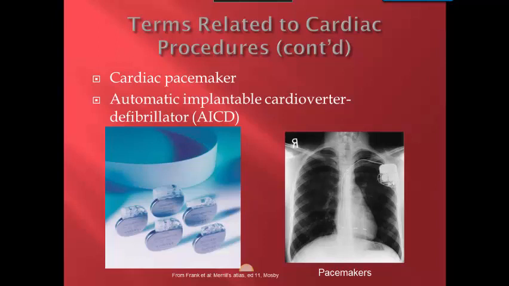Here again is an implanted pacemaker, or an AICD, automated implanted cardioverter defibrillator, and you can see it on the x-ray. Sometimes they're also in conjunction with a pacemaker, which would keep your heart beating fast enough if you were having bradycardias.